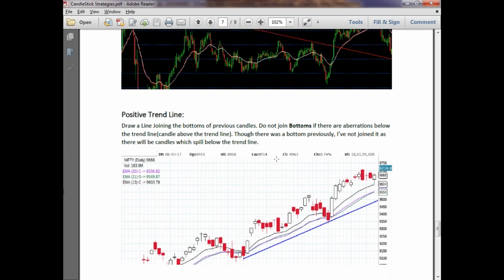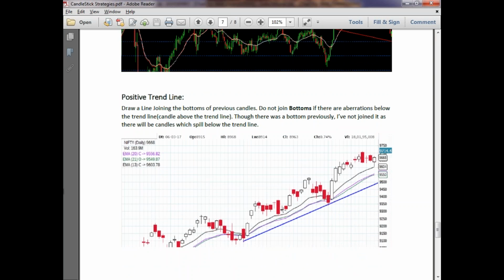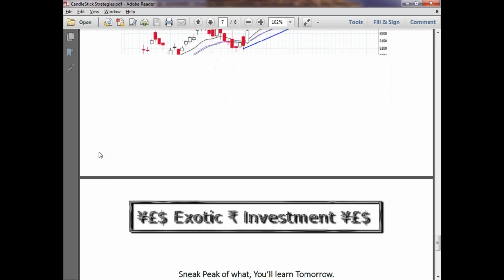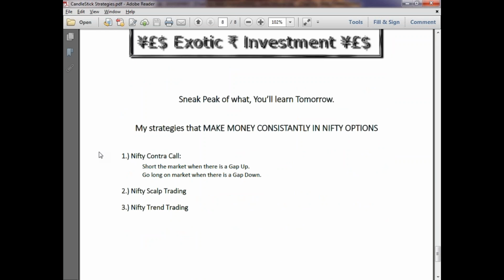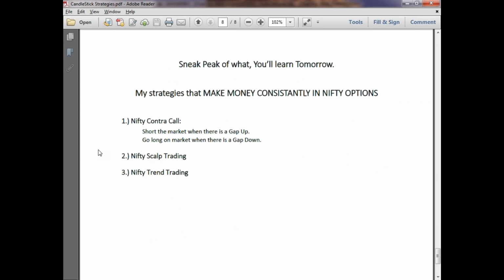Okay, this is the positive trend line which I have drawn by joining the lows. And if it comes to this trend line, it either takes support or it will go really down. Okay, so this is what I'll be teaching you tomorrow. This is the sneak peek about what you'll learn tomorrow, my strategies.